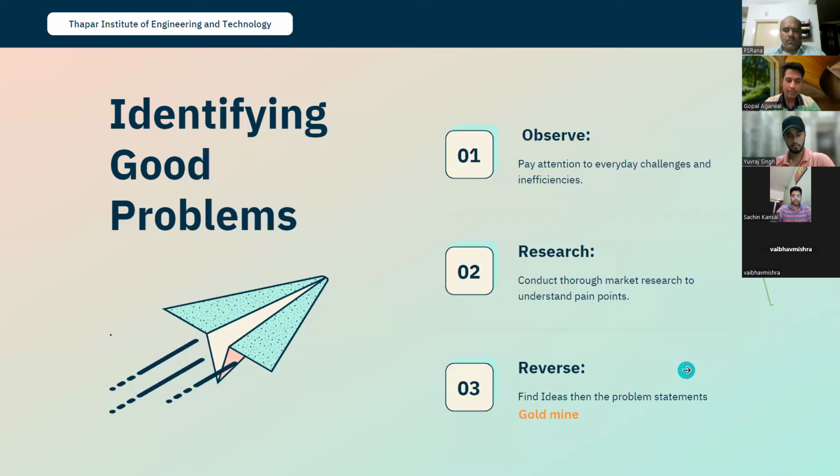Apart from that, sometimes choosing a weird problem statement also really helps. For example, our team took a problem statement that was based on heritage and culture.